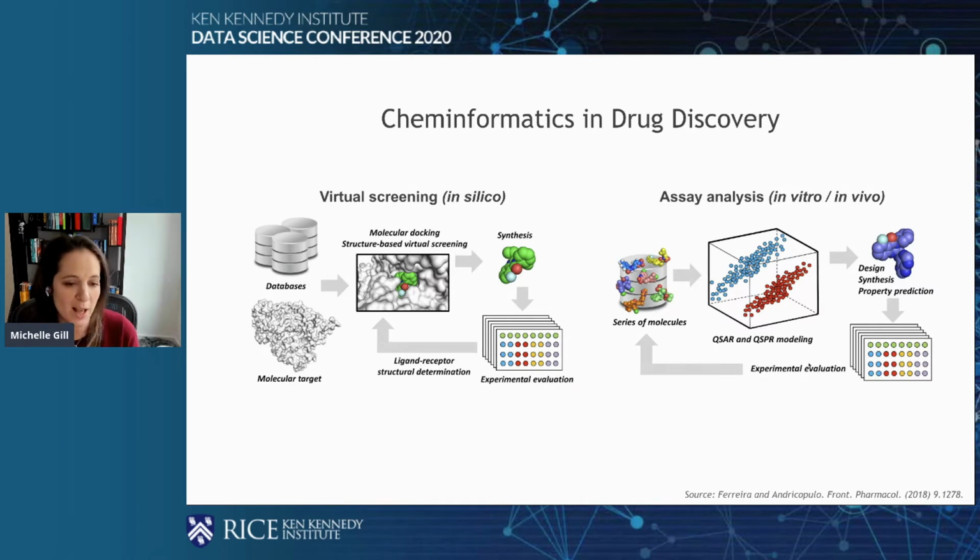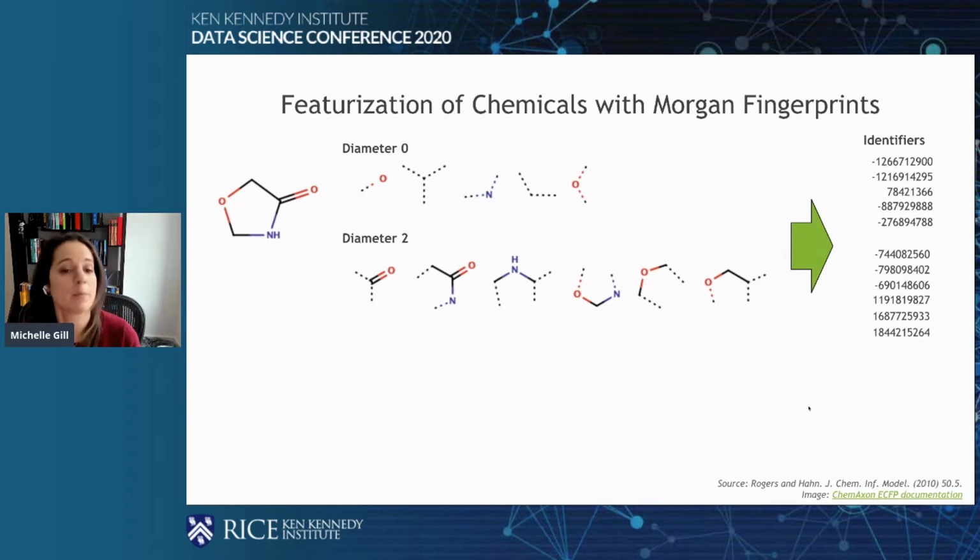One challenge with small molecules and with chemicals is how do we featurize chemicals in a way that is amenable to modeling, to machine learning and deep learning. And so that's what we'll talk about next. We're going to be focused on the specific type of featurization that we'll be using in the demo. However, please know that there are many types of methods that can be used to featurize molecules. So what we're going to talk about today is known as a Morgan fingerprint.